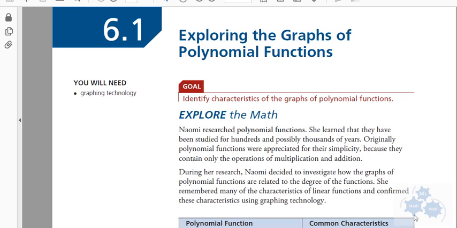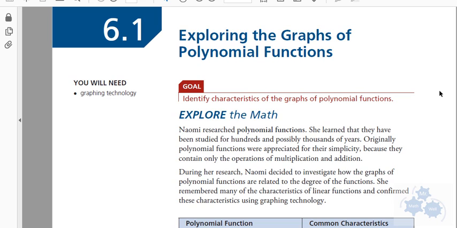Okay, so for this lesson, we're going to start off on Chapter 6. And Chapter 6 is all about functions. It's all about getting to know functions, their graphs, what polynomial functions are, and their behaviors.